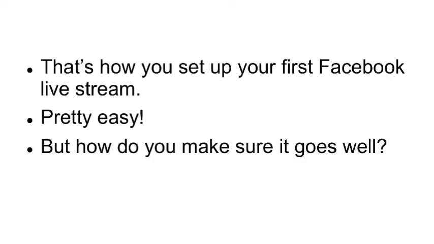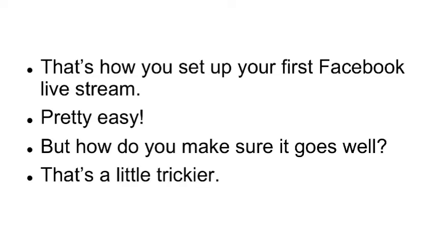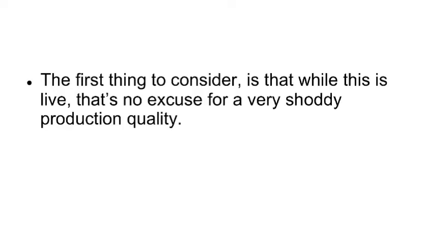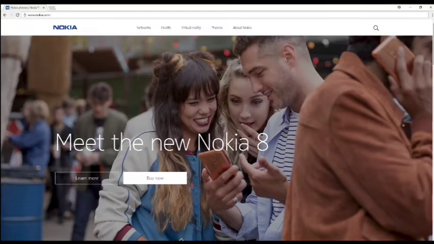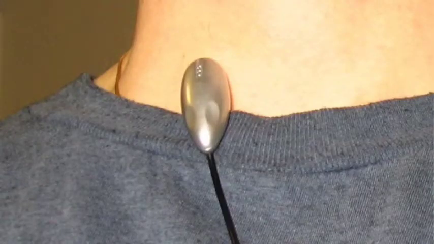Pretty easy. But how do you make sure it goes well? That's a little trickier. The first thing to consider is that while this is live, that's no excuse for a very shoddy production quality. Your visitors will tune out if the video doesn't look good and sound at least somewhat crisp. To ensure that it does, make sure that you have a high-quality camera phone. If you don't, then consider borrowing one. The Nokia 8 is designed specifically for this purpose, with a 13MP front-facing camera and a binaural mic. To improve sound quality, you could consider using a lapel mic. Simply clip this onto your shirt and plug it into the microphone jack.